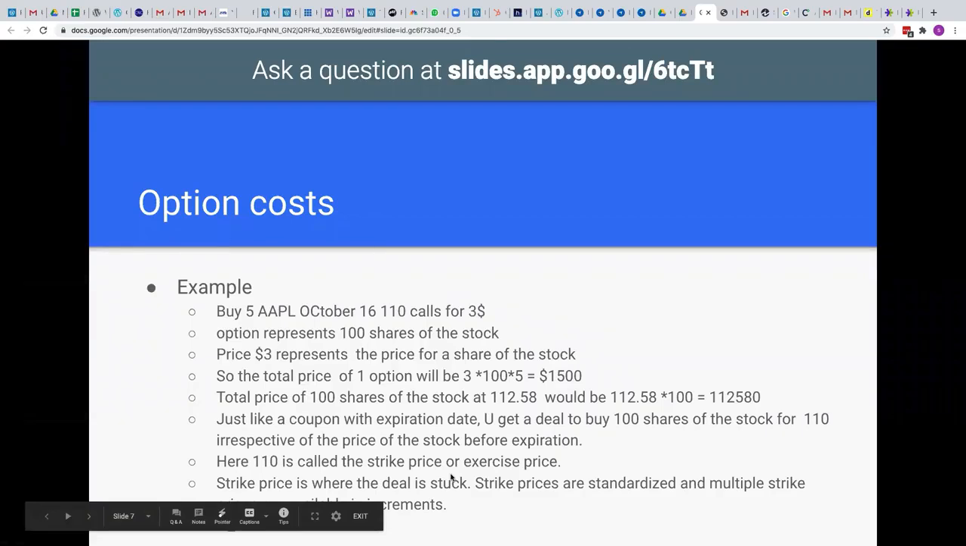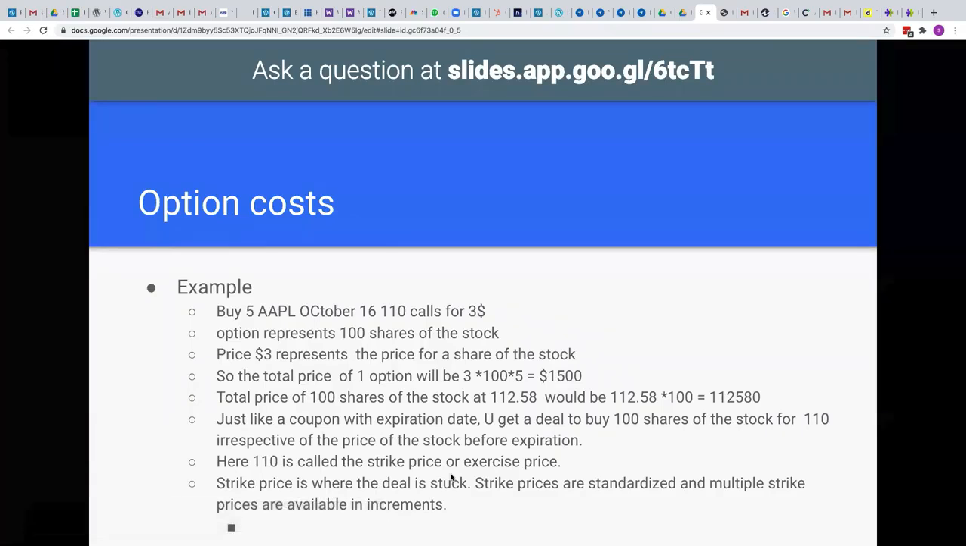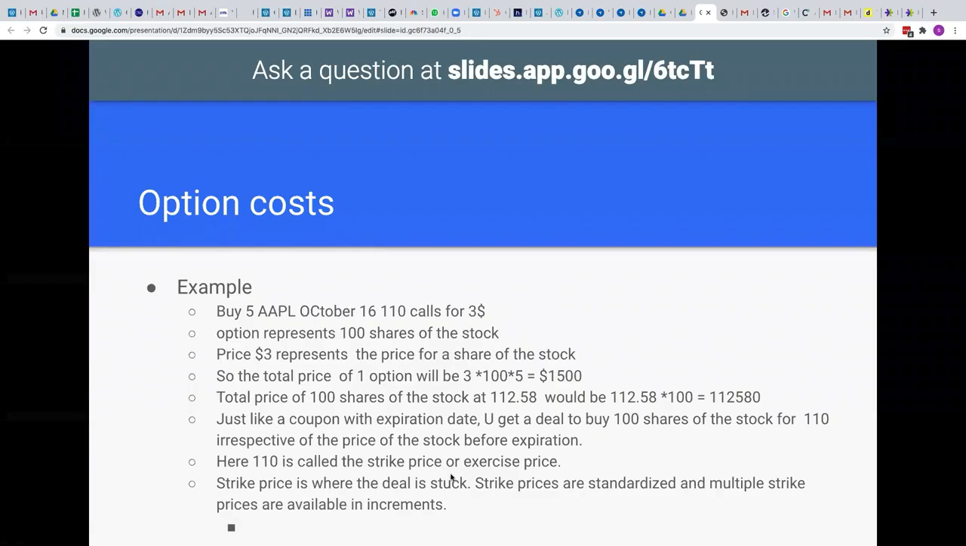For example, you keep your options until the end of the expiration, and let's say your stock price is at $112.58, then you will get the stock assigned to you.